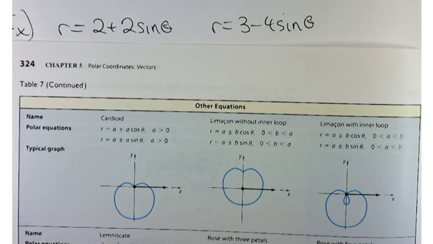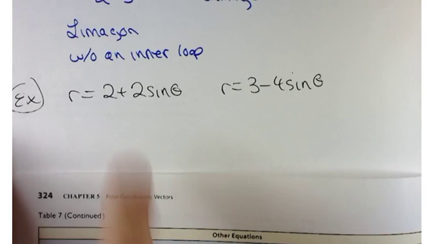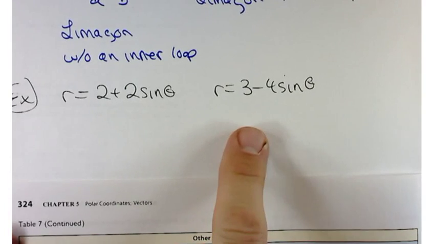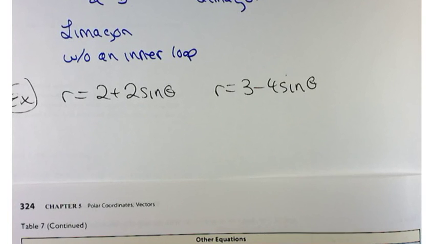Okay. So how about the first one? Cardioid. Perfect. How about the second one? Limaçon with inner loop. Yeah. Limaçon with an inner loop.